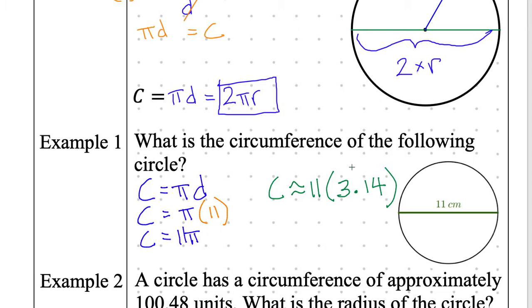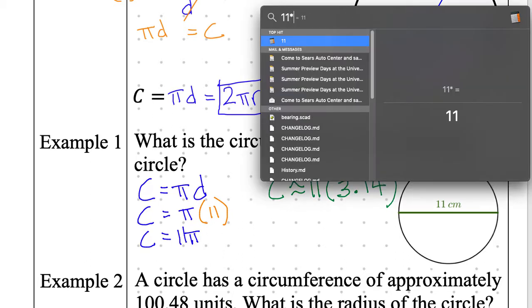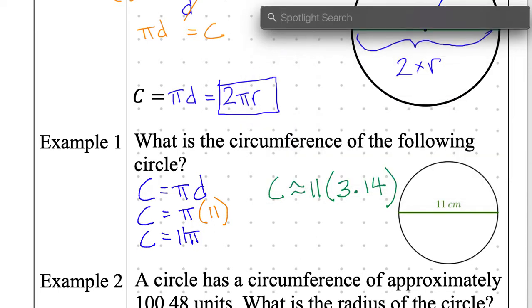And this is something that you'll just do on your calculator. You can do this on Spotlight Search. You can do this on Desmos, Scientific, whatever you want to do. 11 times 3.14. 34.54 is the answer that I'm getting. So everyone write it down, 34.54.